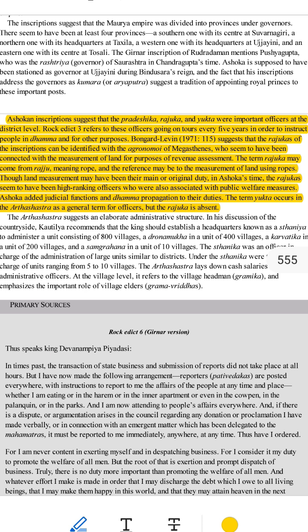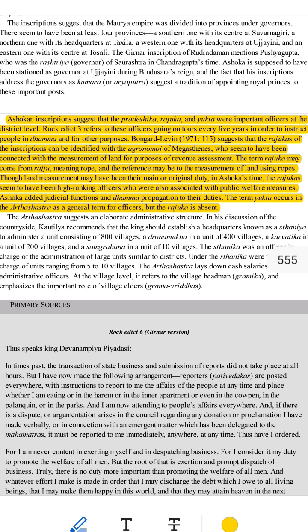More than just land measurers. Although measuring land was their main job, Ashoka gave them more responsibilities. They also helped with public welfare, making sure people were happy and had what they needed: water, food, and roads. They worked as judges to solve problems between people and keep things fair. They taught people about Dhamma and how to be good, kind, and respectful to each other.